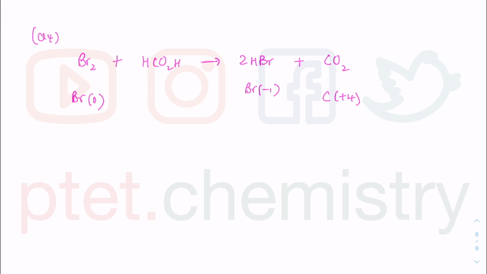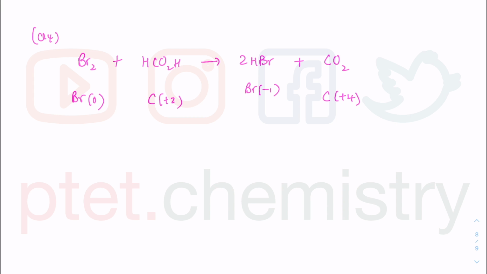Question number 4. We have a classic is it disproportionation? No, it's not disproportionation. I was mistaken. I beg your pardon. Okay, so Br2 plus HCO2H giving you 2HBr plus CO2. The oxidation number of carbon is plus 4 in CO2. The oxidation number of Br is minus 1 in HBr. Oxidation number of Br is 0 in Br2. And the carbon there is plus 2 as told by the question in methanoic acid.